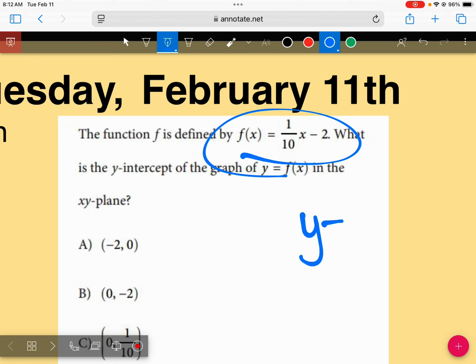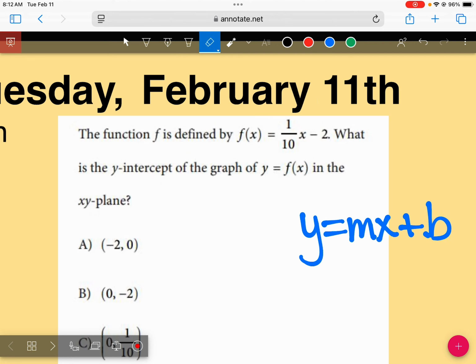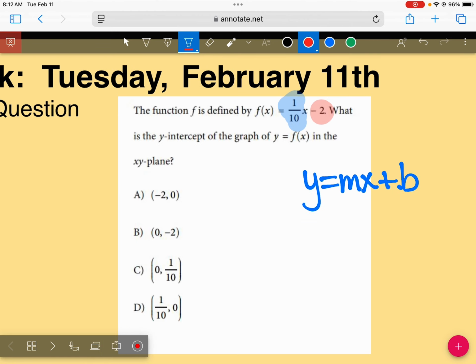All right, so y equals mx plus b, where m is your slope. So this would be our slope, and our y-intercept is here. Because we know our y-intercept is -2, we can immediately cross out C and D. It's not going to be C or D.